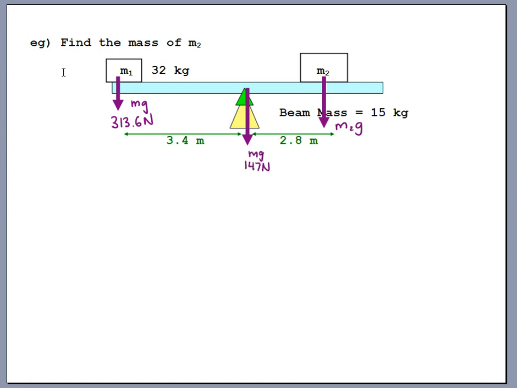The blue beam itself, 15 kilograms, is going to have a weight of 147 newtons. That's going to act right where that pivot is. Now if you think about it, if it's acting exactly at the pivot, and this is a key issue for the last half of this chapter, if a force is acting right at the pivot, at the hinge, it cannot twist it one way or the other.